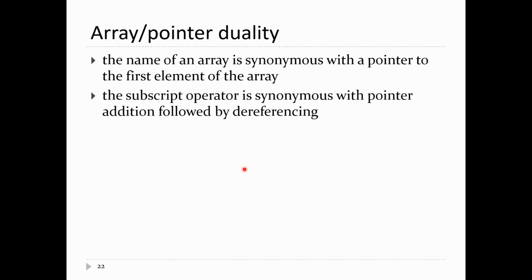All right, so keep that in mind when we talk about strings later on, which will be next week, I guess. Now, arrays and pointers in C are more or less the same thing. The name of an array is synonymous with a pointer to the first element of the array. The subscript operator, when you write square brackets and then some index, is synonymous with what's called pointer addition, followed by dereferencing.